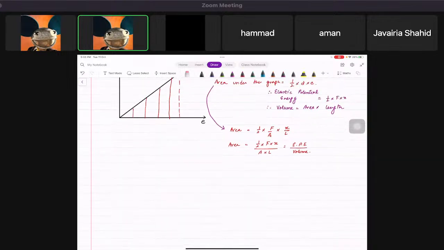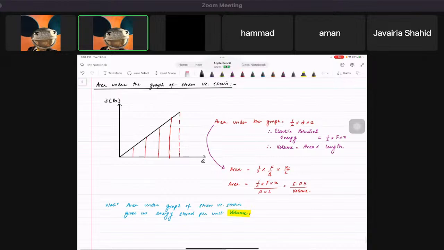write it here, note: the area under the graph of stress versus strain gives us energy stored per unit volume, and that's something you guys need to remember, because only from the force and extension graph we can get the energy, but from this we only get energy per unit volume.